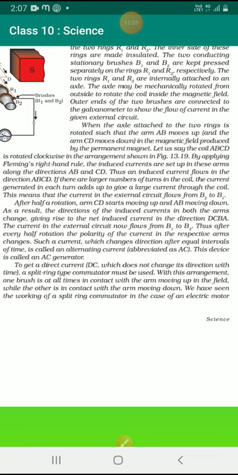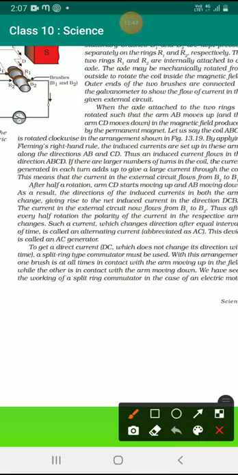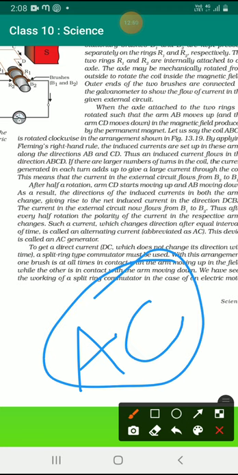Thus, after every half rotation, the polarity of the current in the respective arms changes. Such a current which changes direction after equal intervals of time is called alternating current. Got it? Which in short is called AC current. AC current is exactly what we are going to use in our houses, right? AC current. DC means direct current.